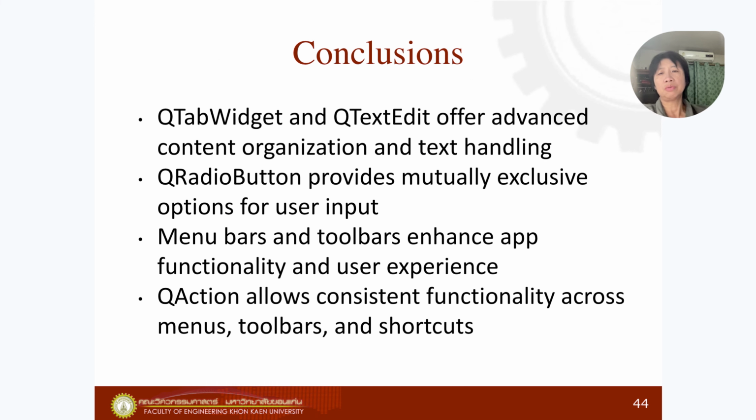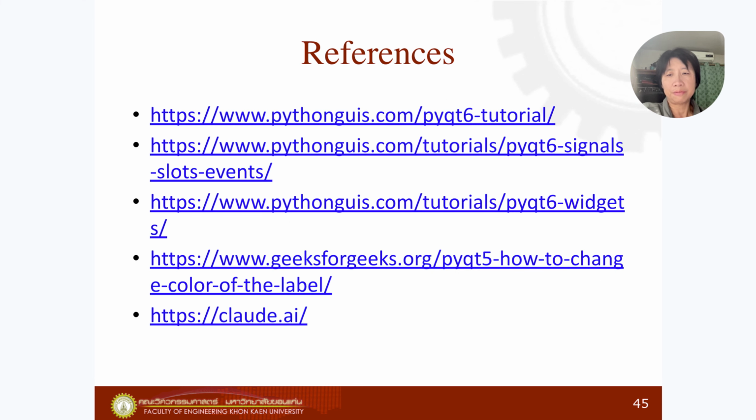So in conclusion, QTabWidget and QTextEdit offer advanced content organization and text handling, QRadioButton provides mutually exclusive options for user input, menu bars and toolbars enhance app functionality and user experience, and QAction allows consistent functionality across menus, toolbars, and shortcuts. And this is the reference. So I hope that this slide is useful for you and helps you to create interesting widgets and also menus. Thank you.